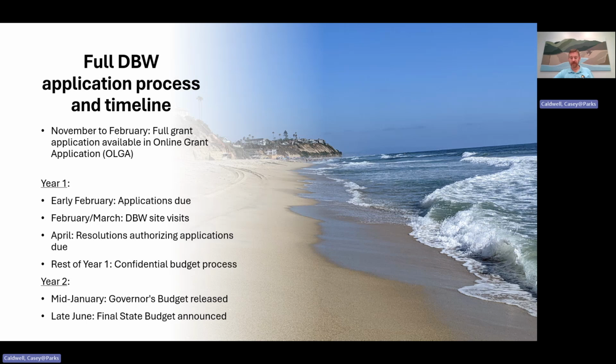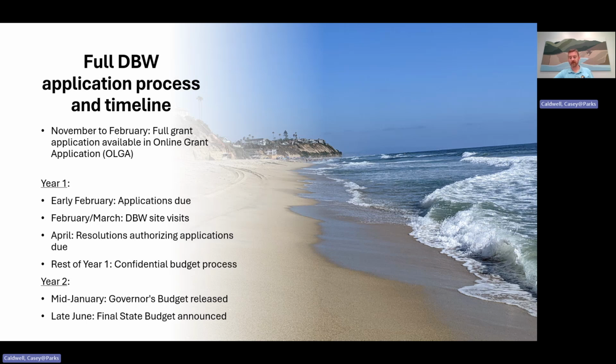Six months after the governor's budget, after months of budget negotiations between legislators and the governor conclude, by the end of June, we expect the final budget will be announced. If the legislature and governor have agreed to fund any coastal erosion control projects through our programs, they'll be included in this final version of the budget.